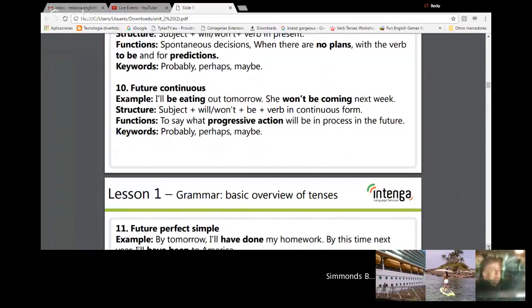Well, okay, in that case, the only thing I can say there is will is the immediate decision and going to or present continuous is the planned action. Those are the main differences between those two, immediate or planned. You have to ask yourself that. But honestly, as long as you communicate something in one of the future tenses, you should be fine, okay?